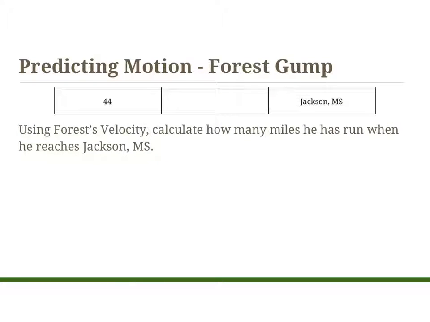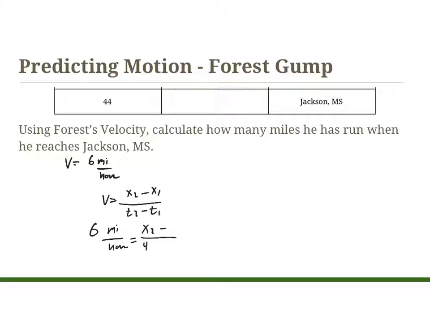You guys can finish the rest and go from there. So using Forrest's velocity, calculate how many miles he has run when he reaches Jackson, Mississippi. We know that his velocity is 6 miles per hour, and we know that he has a time of 44 hours. So we're going to use velocity is x2 minus x1 over t2 minus t1. We don't know what his distance is, but we do know that his time is 44 hours.